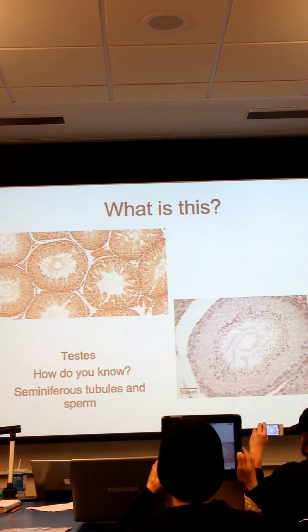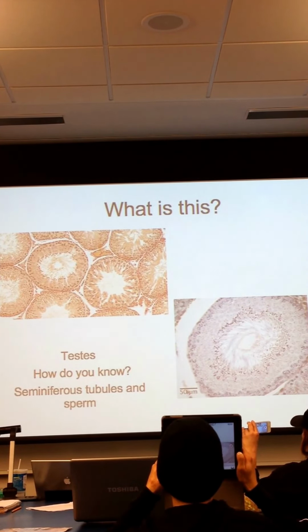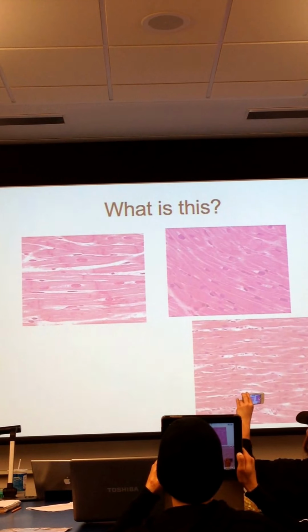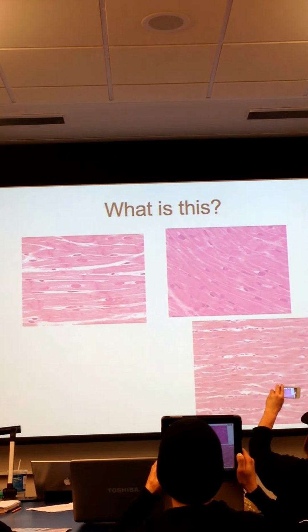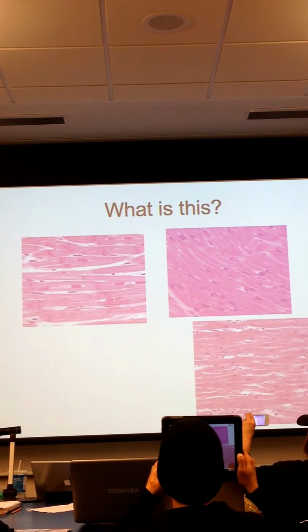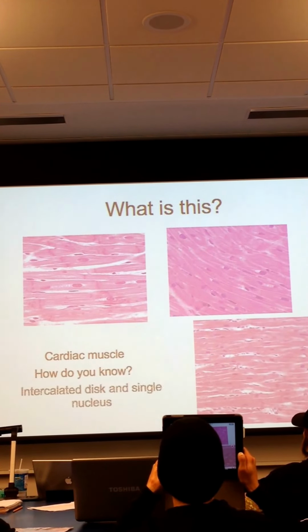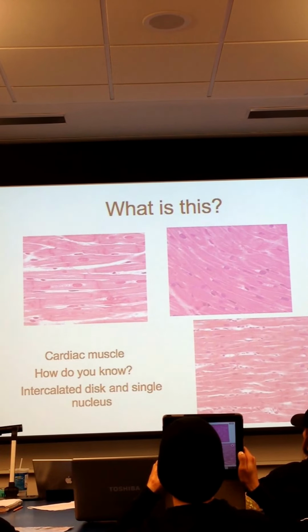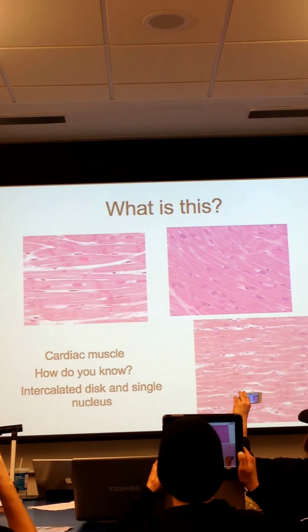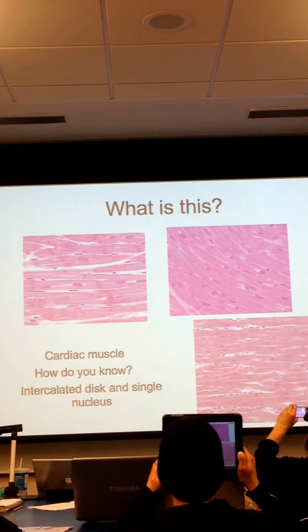Are you guys ready if I click to the next one? All right, what's this? That's the cardiac muscle, yes, that's cardiac. How do you know it's cardiac? It's branched and it's got an intercalated disc, and each separate cell has a single nucleus. Okay? Here's your nucleus. Here's your intercalated discs. The intercalated discs run perpendicular to the nucleus.